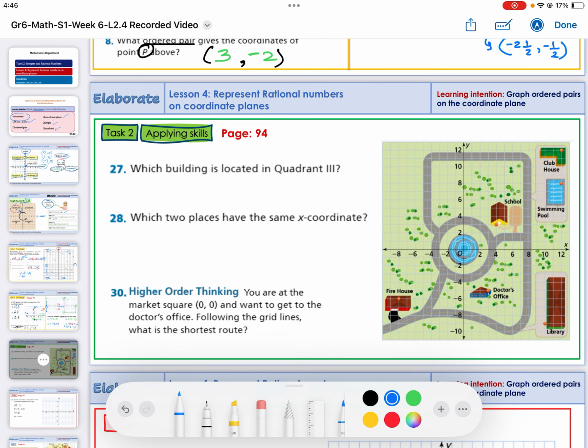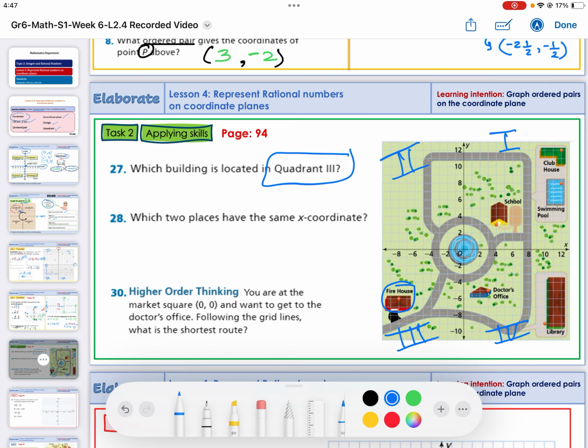Which building is located in quadrant 3? So this is the first quadrant. My advice to you, mark it on the question itself if you have it in a quiz or the book page itself. This is quadrant 2, that's quadrant 3, and that's quadrant 4. So which one is located in quadrant 3? As you can see, it's only one building we have here. That's the firehouse. That will be the firehouse.